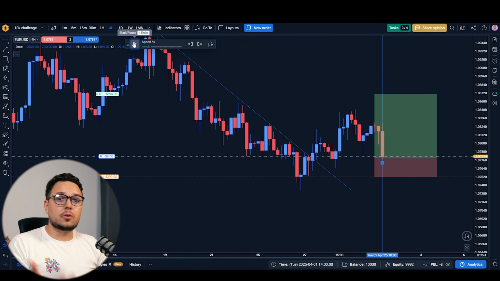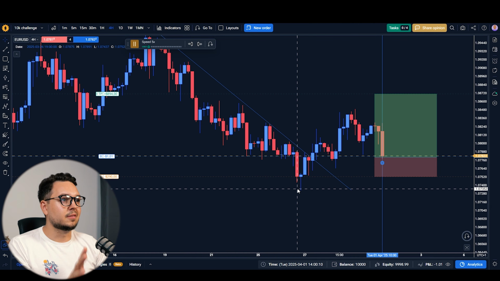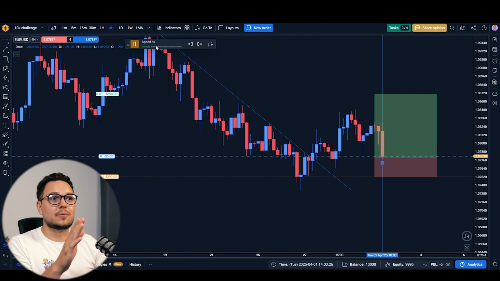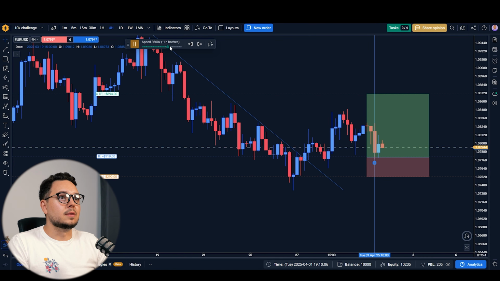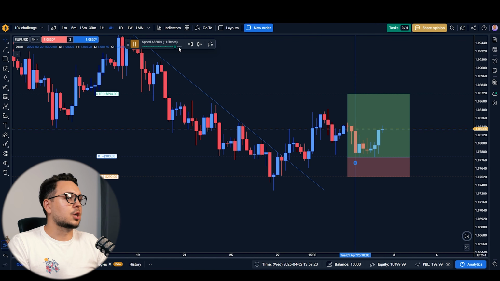Now, if we start our forward testing, as we can see, look, it moves very slowly. Why? Because it's tick by tick data. The speed is only 5x. We can increase the speed even more just to see whether the trade has actually flopped or not.